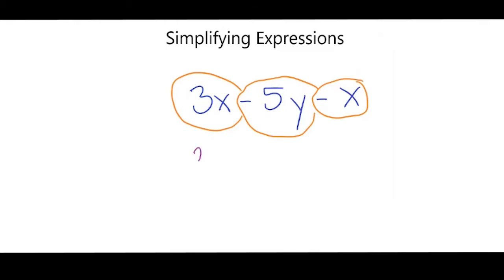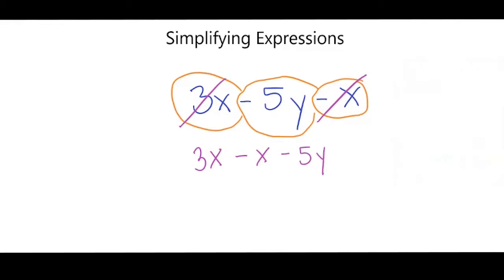So I will start with 3x, and I'll cross that off. All right. Are there any other terms that are just x? And I see here I have a minus x. So I'll do minus x next. And all that's left is minus 5y. So I'll do minus 5y.